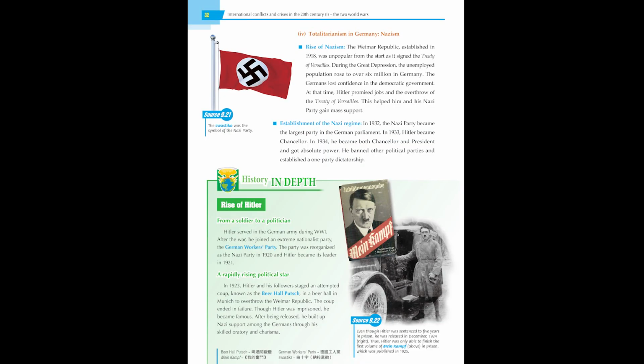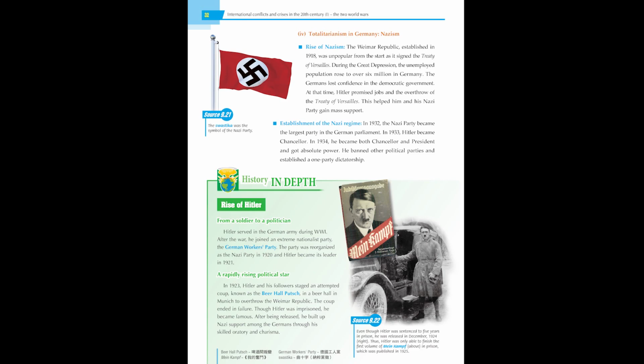4. Totalitarianism in Germany. Nazism. Rise of Nazism. The Weimar Republic, established in 1918, was unpopular from the start as it signed the Treaty of Versailles. During the Great Depression, the unemployed population rose to over 6 million in Germany. The Germans lost confidence in the democratic government. At the time, Hitler promised jobs and the overthrow of the Treaty of Versailles. This helped him and his Nazi party gain mass support.